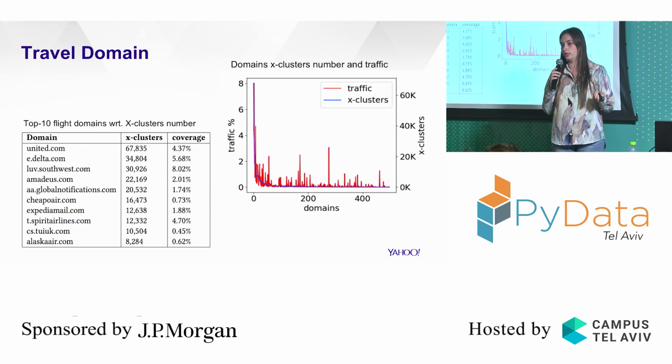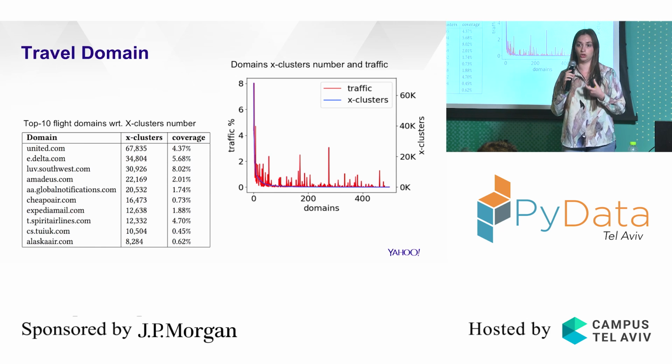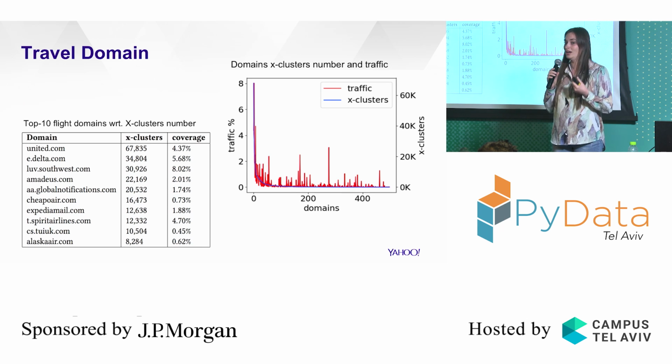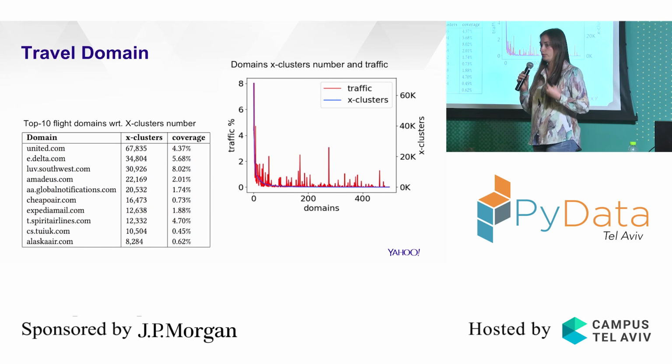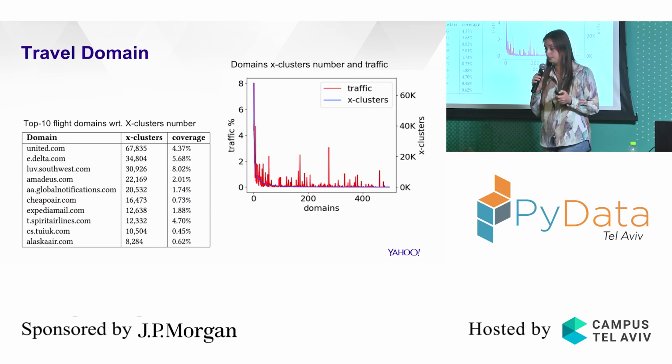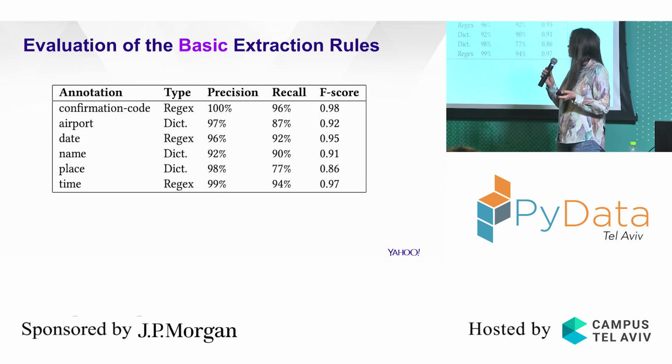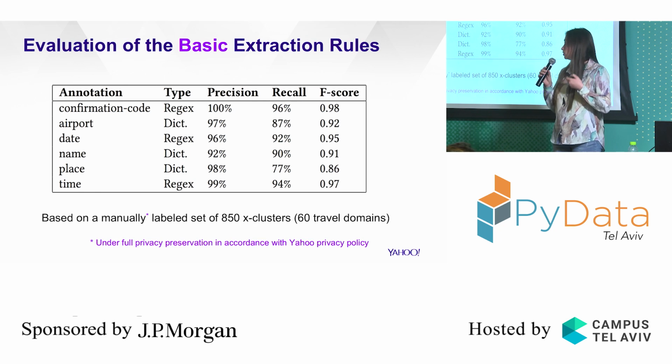We will talk a little bit more about this because, as I said, I need a minimal amount of samples in order to generate a rule. So I filter X clusters that don't have enough samples, and I don't want to lose a lot of coverage. I will go to that at the end of my evaluation. So let's just show the evaluation results.